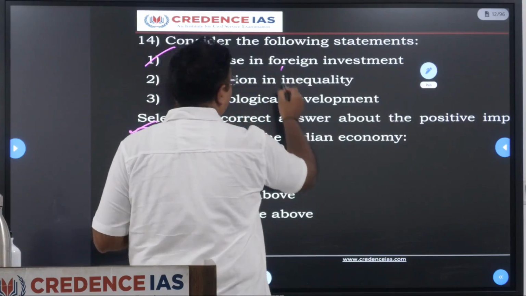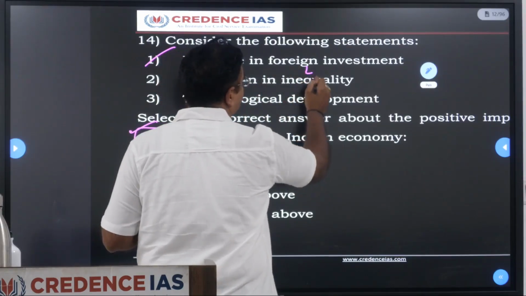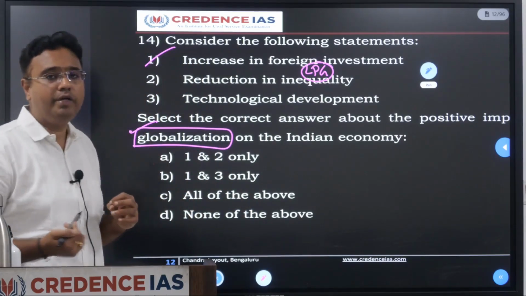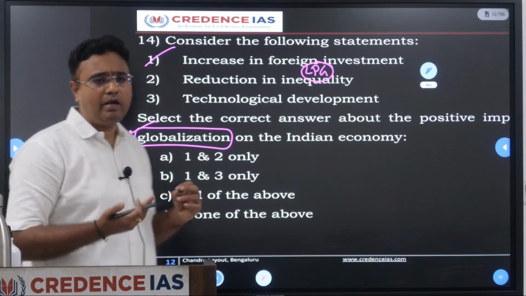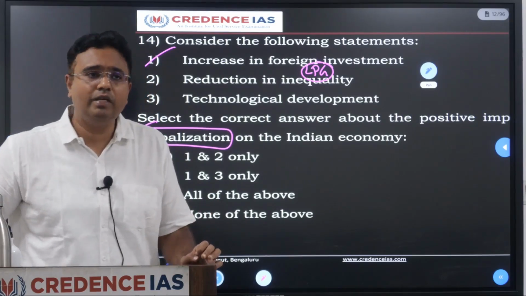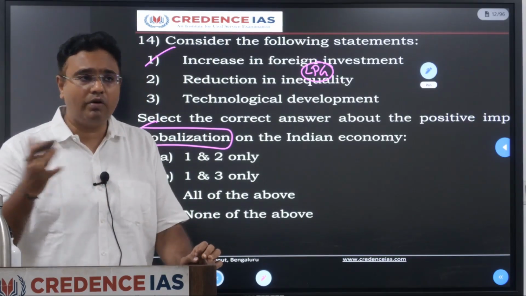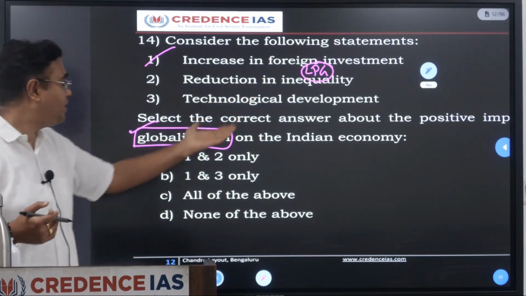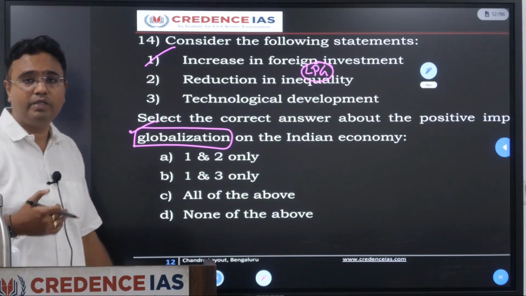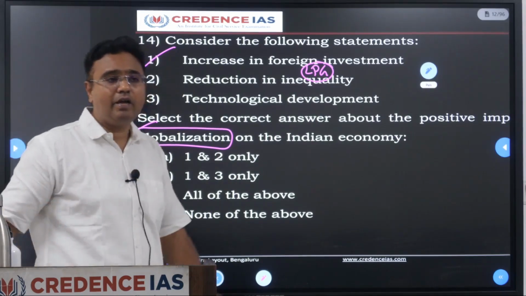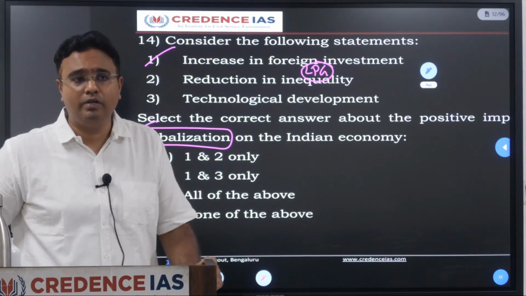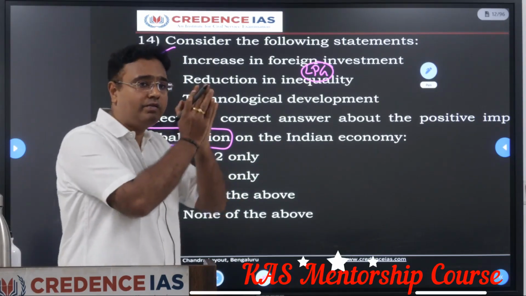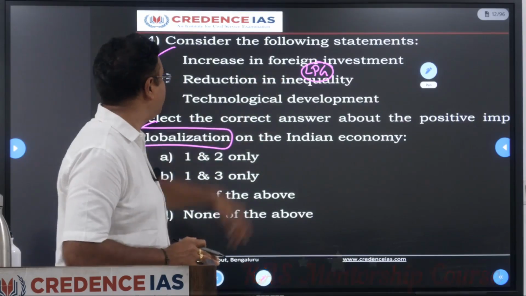Definitely, right? After our LPG reforms of 1991-1992, various foreign companies came into India. Take for instance IBM, the software service company, Accenture, all those foreign companies which came into India when we did the LPG globalization. So it is increasing foreign investment, right? You can see Coca-Cola, Pepsi, all are foreign companies which have come into India when the Indian economy is integrated with the global economy through the LPG reforms.